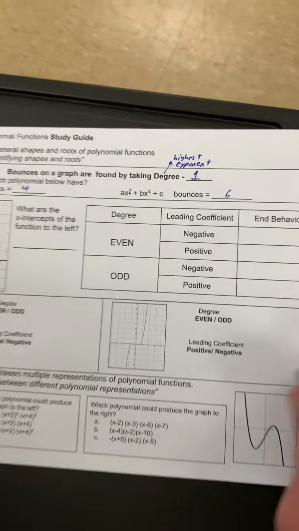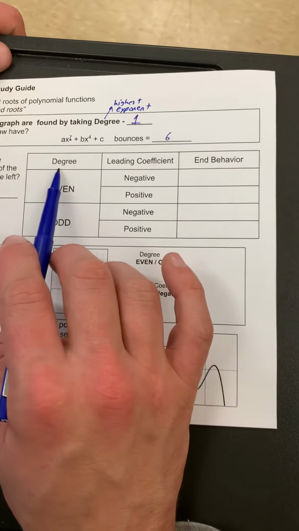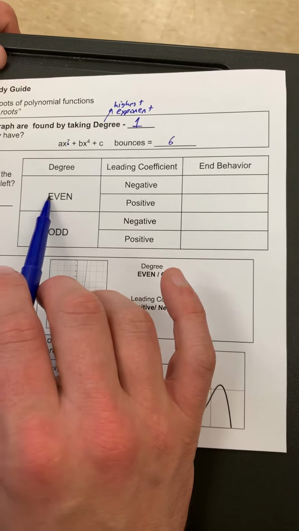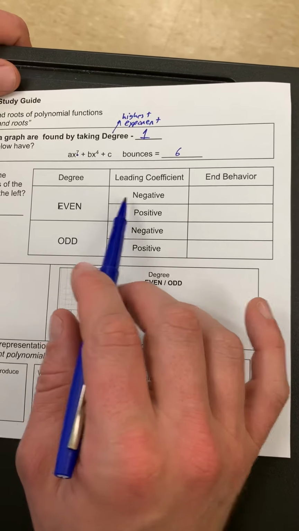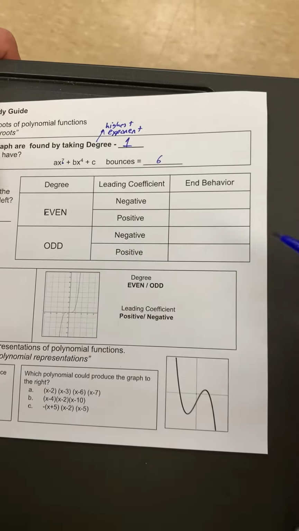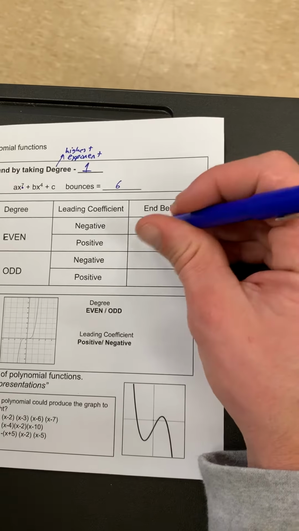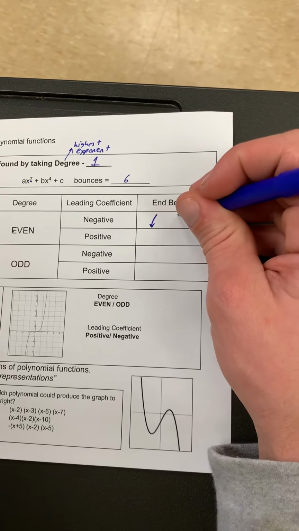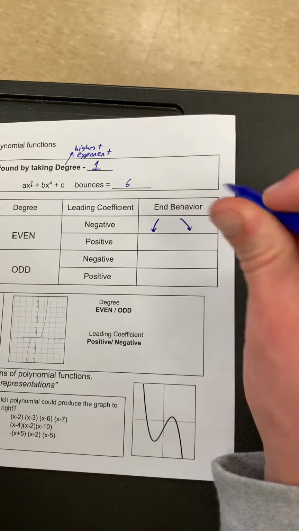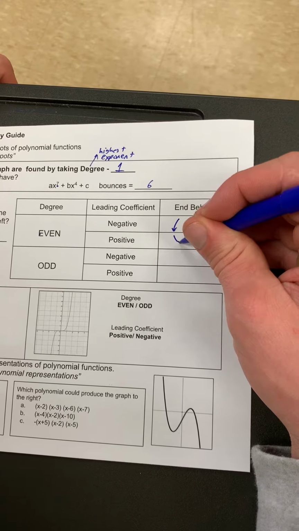and then our bounces are going to be 6. Now what we got to know is when we have our degree, and it's even, our end behavior is going to go in the same direction. So when it's negative, the end of the graph is going to go down, and the beginning of the graph will be going from down to up, and then it'll end going down. So both sides are pointing down. When it's positive, both sides will be pointing up.